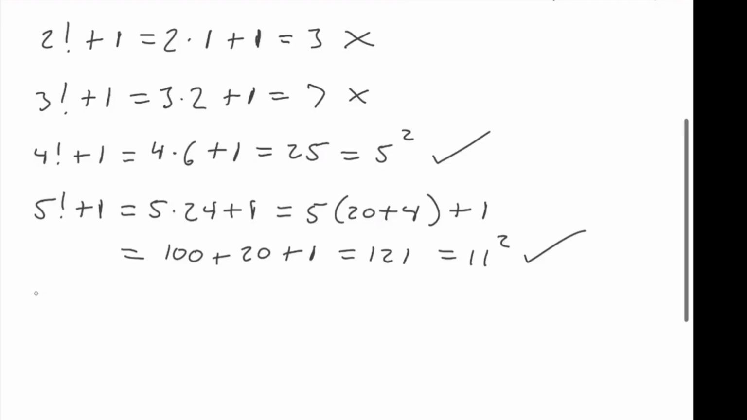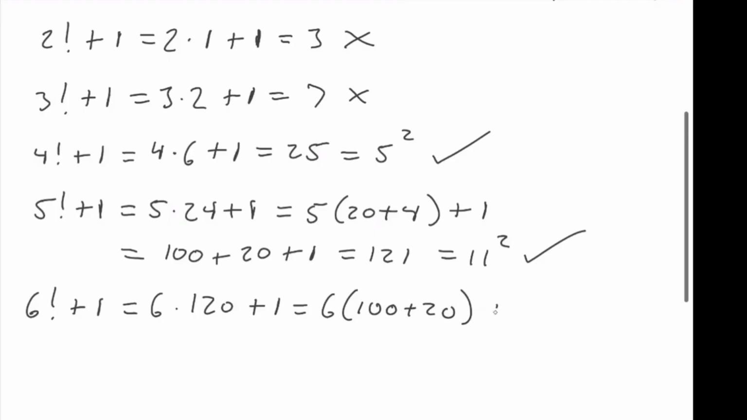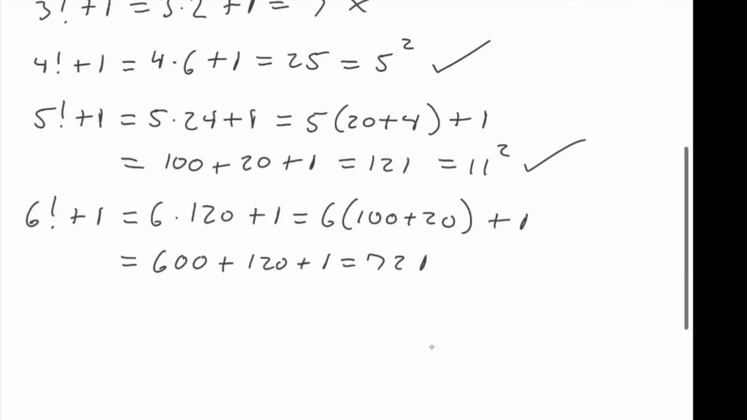Okay, so let's look at 6 factorial plus 1. So that's 6 times, and then this was 120, so 6 times 120 plus 1. So that's 6 times 100 plus 20 plus 1, which is 600 plus 120 plus 1, which is 721. Okay, so now this is interesting because I don't know if that's a perfect square or not, right?